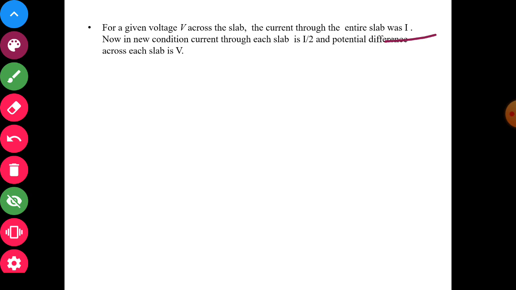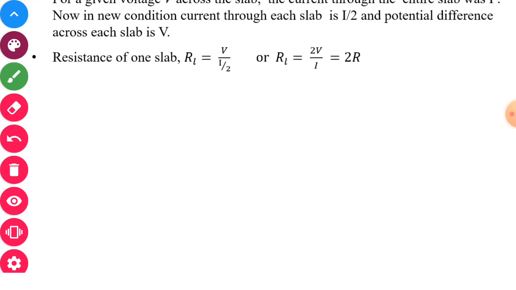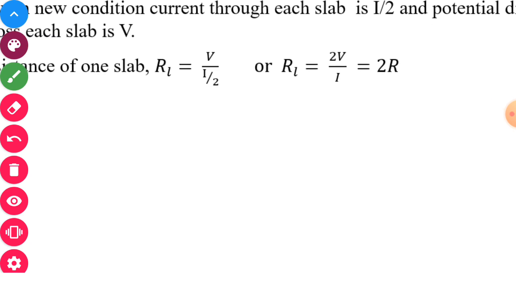Now it is divided into two parts, that is I by 2, but the potential difference will remain the same. Voltage across each slab is going to remain the same. Okay, so now the resistance of one slab, either upper or lower, any one slab, that is say RL.